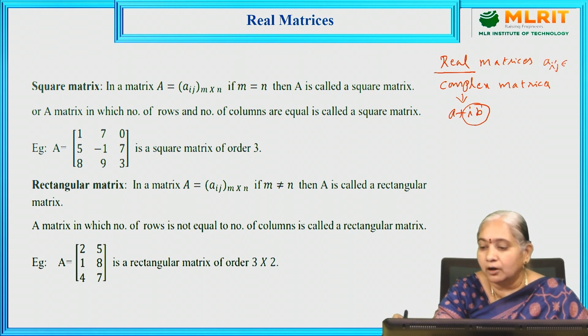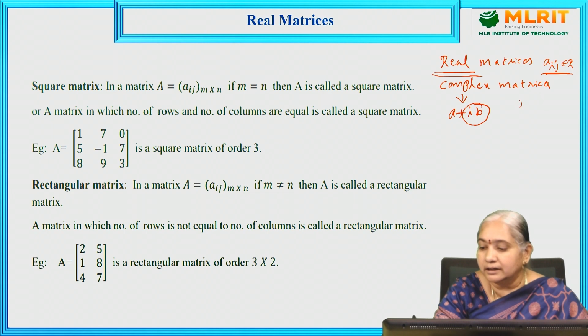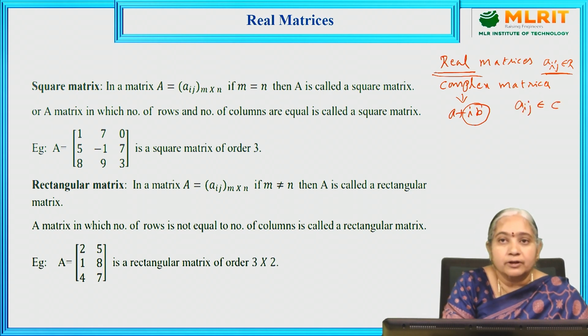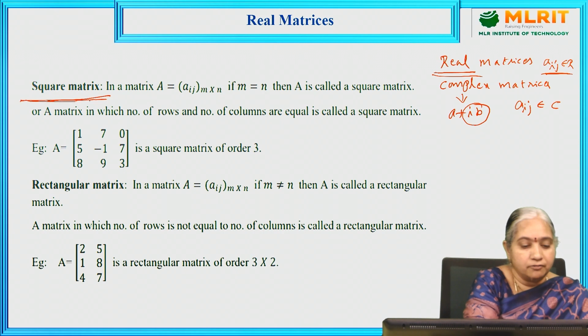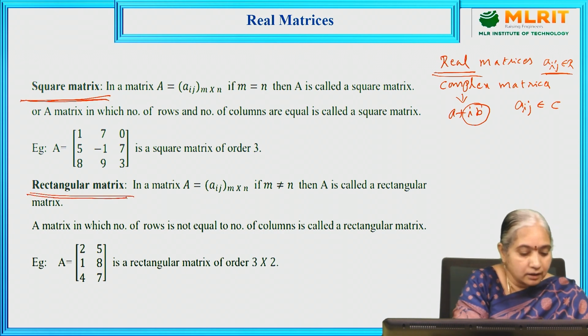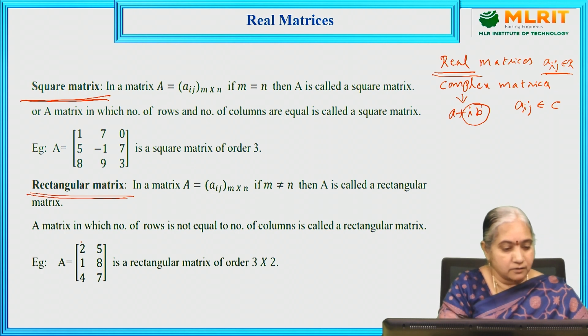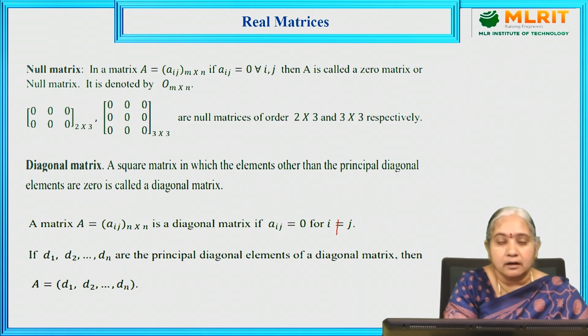Aij belongs to R. So, this type of matrix is called a real matrix. Here Aij belongs to C. So, first we discuss the real matrices. Already we have defined different types of matrices depending on the order of the matrix. So, these are all various types of matrices: square matrix, rectangular matrix, row matrix, column matrix.